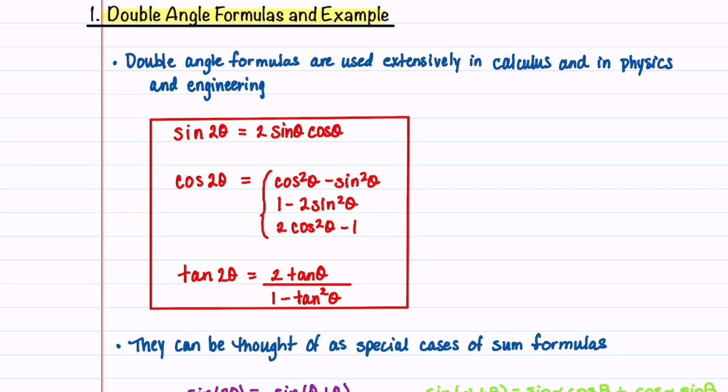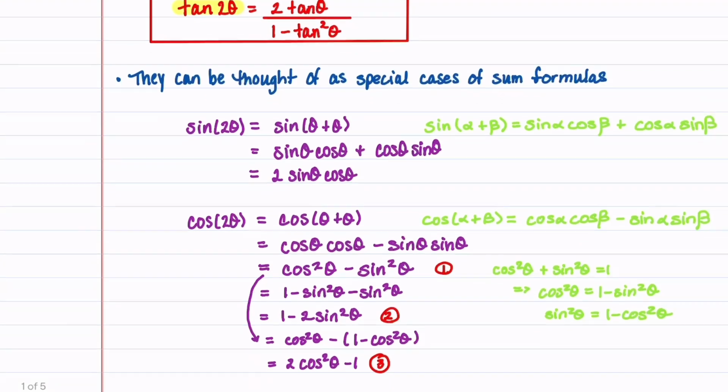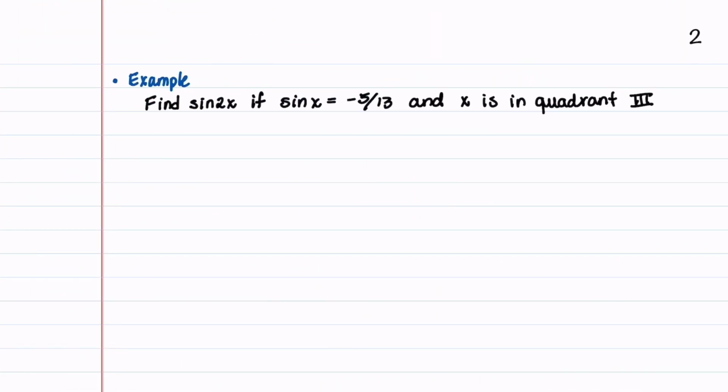There's a double angle formula for sine, cosine, and tangent. Notice that there are 3 forms for the formula for cosine of 2 theta. These formulas can be thought of as special cases of some formulas. I've included the derivation of these formulas here if you want to see the details. Let's now walk through an example problem that requires the use of one of these double angle formulas.